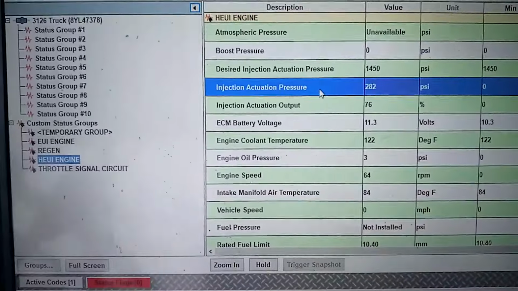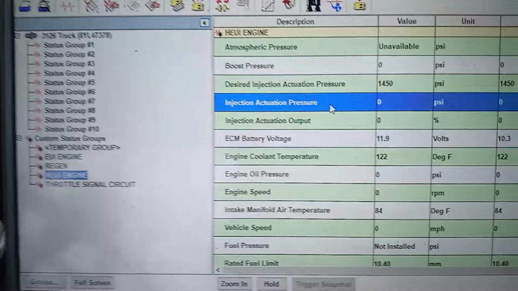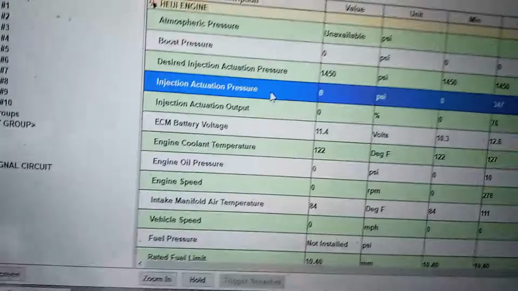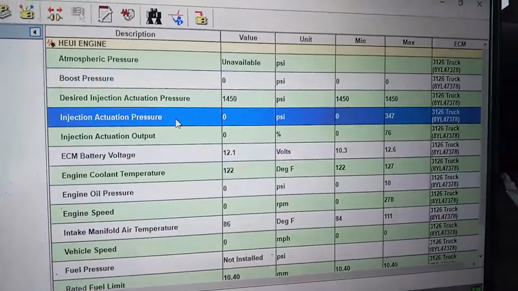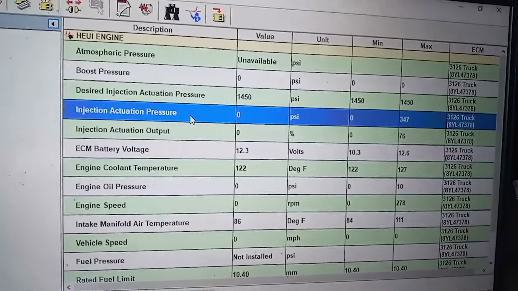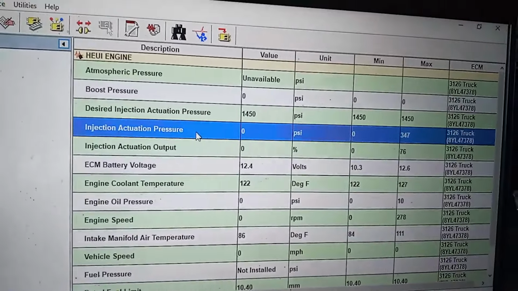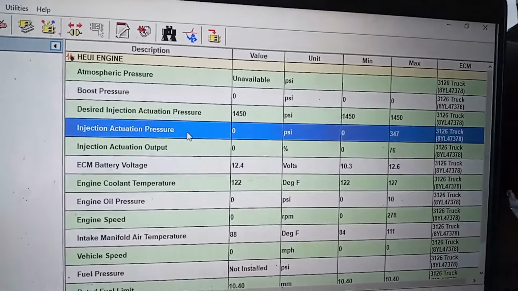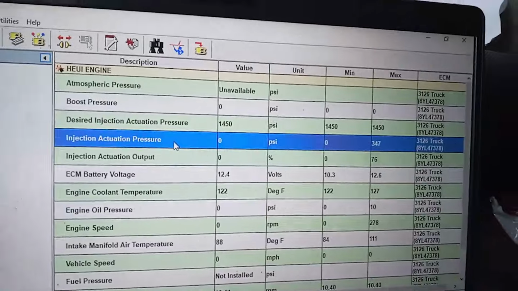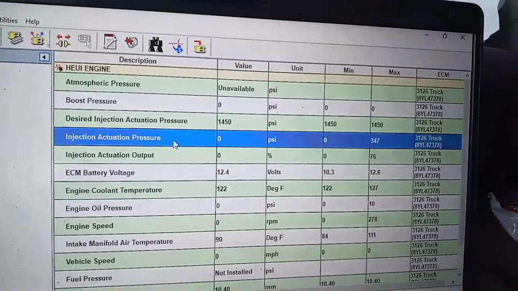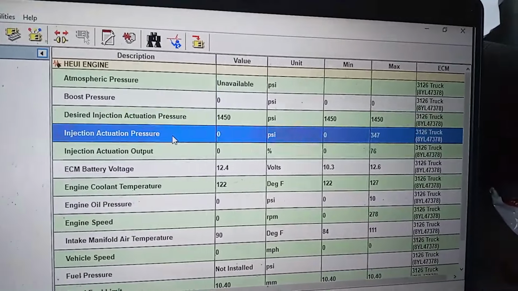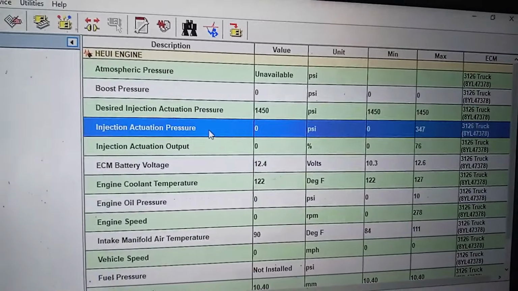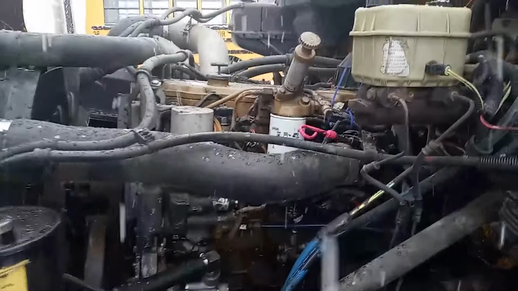Now the injection actuation output is the amount of current the ECM sent into the HEUI pump, and that with 76 is actually like maxed out, not 100% on these, so something's wrong with the system. Either the injectors are leaking or the pump failed, basically, are the most likely things. So now we gotta figure out how to get this in the shop to work on it.